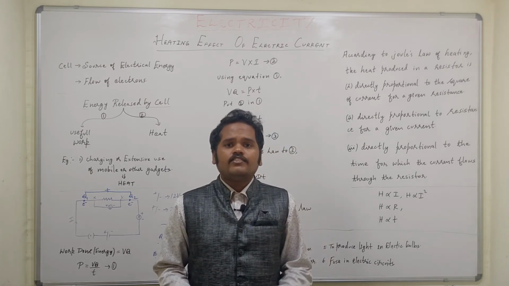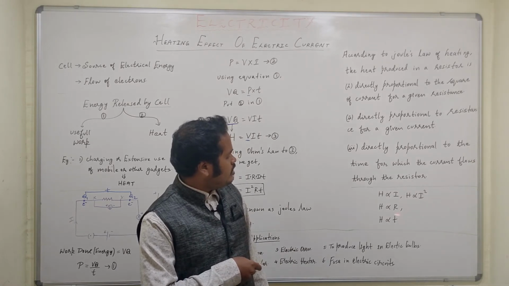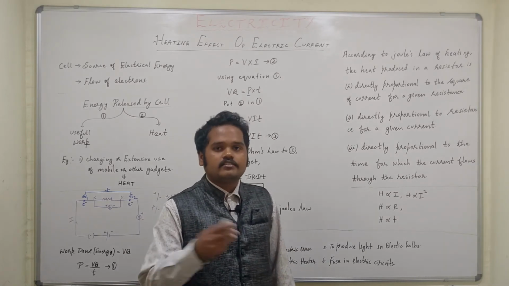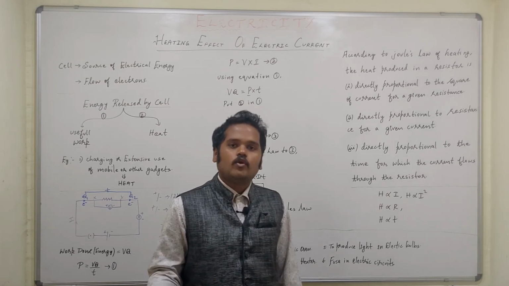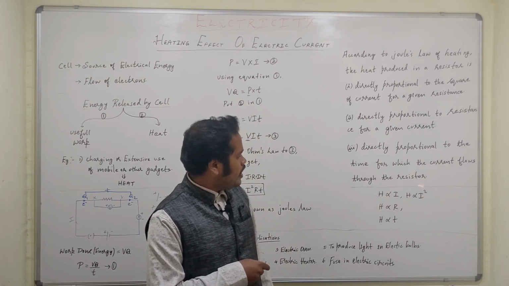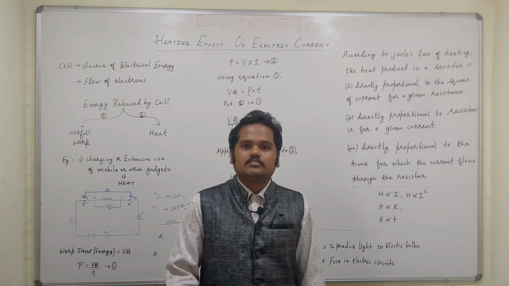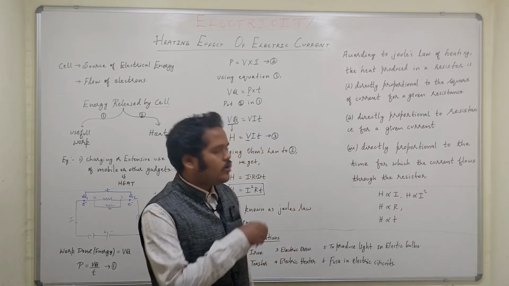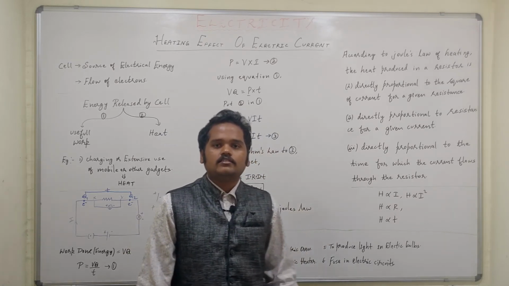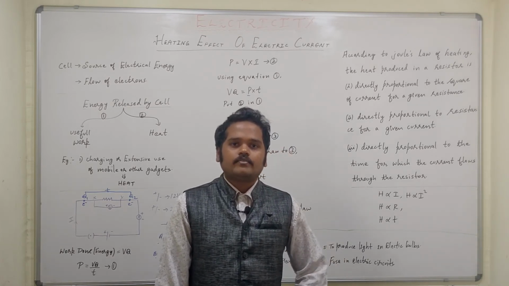If any of these three increases, either the square of the current, the resistance, or the time, what happens to the heat produced in the resistor? The heat will also increase. If either the square of the current, the resistance, or the time decreases, the heat produced will also decrease. This is about the heating effect of electric current.